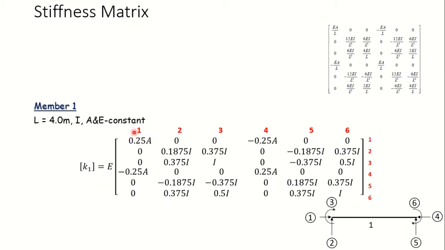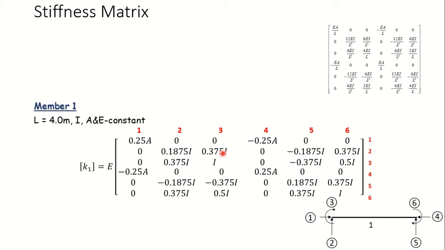So E by L for member number 1, E is taken outside, which is constant here. So these coefficients will be either in terms of A or I here. So A by L, that will be 0.25 over here, then 0, 0, here it is minus A by L, minus 0.25, 0, 0. Then coming to the second row, 0, 12 EI by L cube, so this is 12 EI by L cube here.